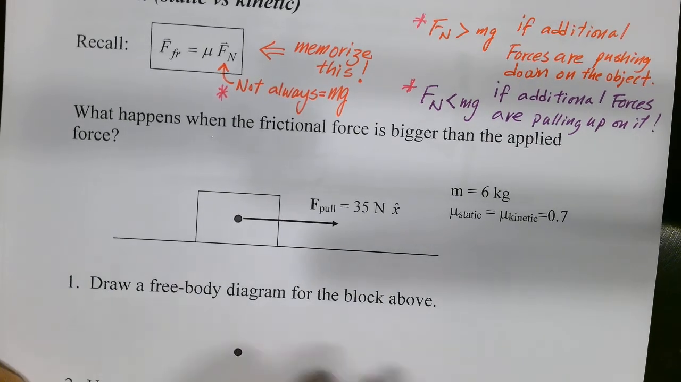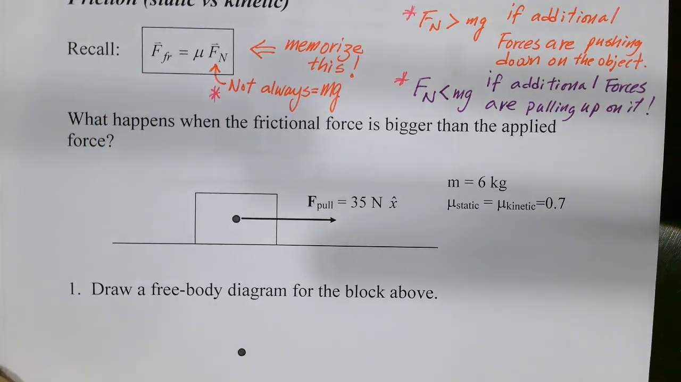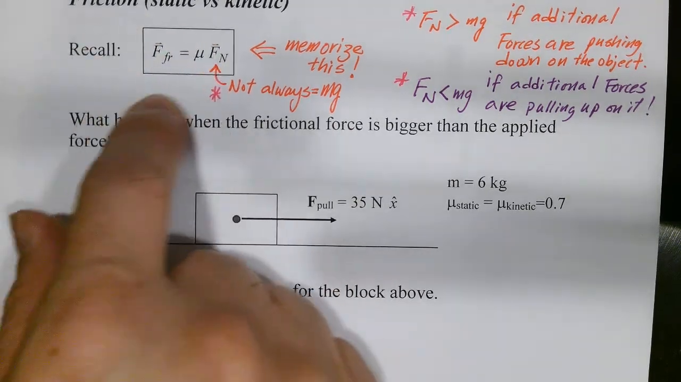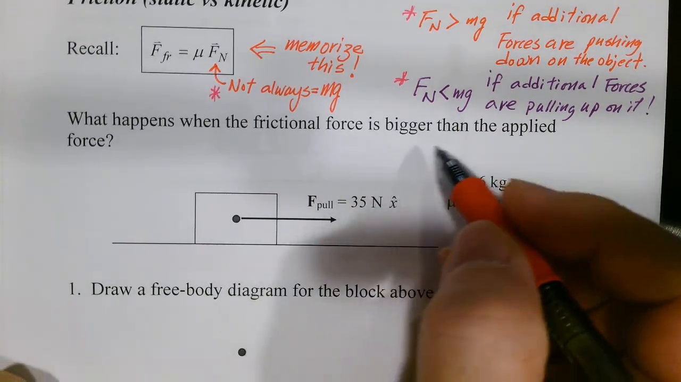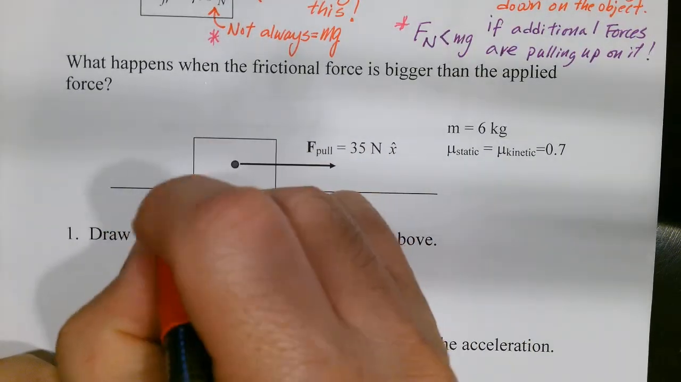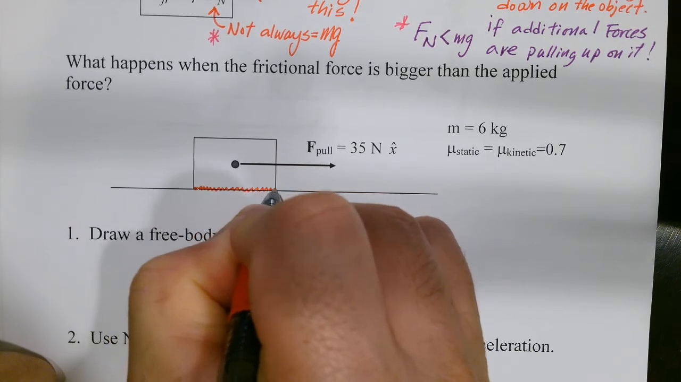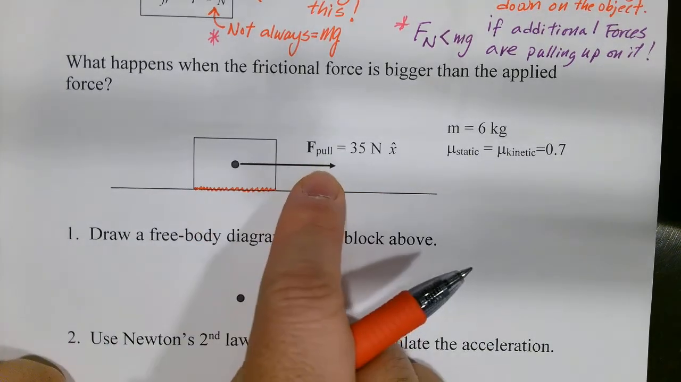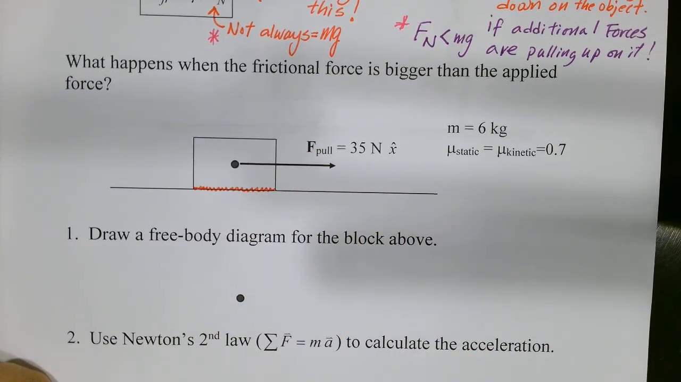But what happens when frictional force is bigger than the applied force? We can calculate the frictional force using mu times F normal, but this calculated force value doesn't always have to be that value all the time. And here's an example of that. So what happens when the frictional force is bigger than the applied force? Let's say there's friction between the block and the table here, and you're only pulling with 35 newtons of force in the positive x direction.